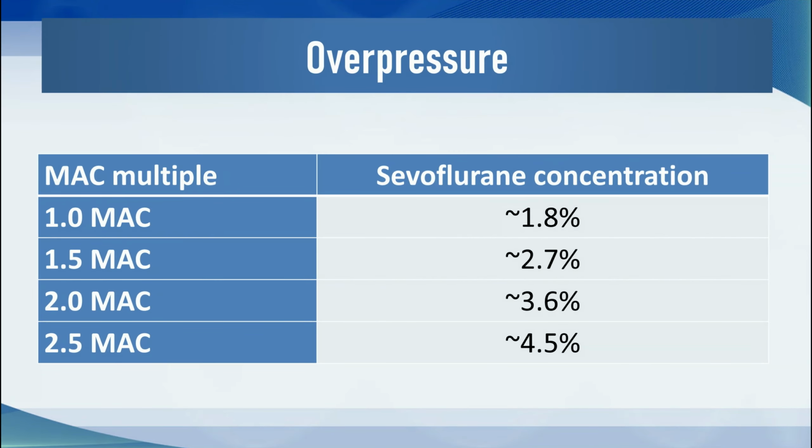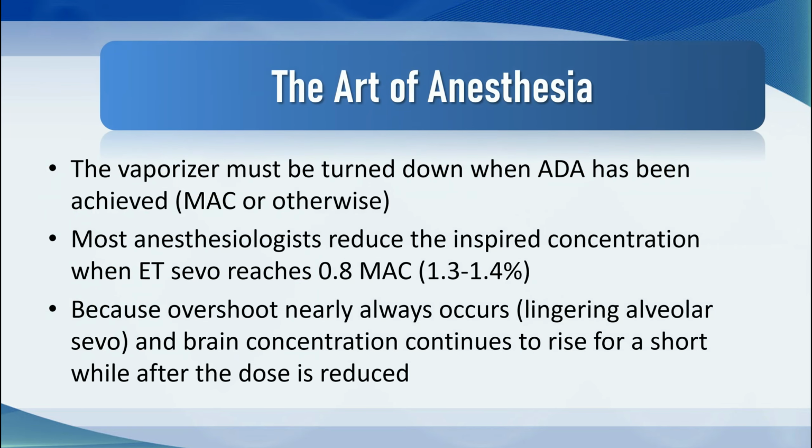So in terms of overpressure, 2 MAC is about 3.4 to 3.6%. Most anesthesiologists set the vaporizer at this level with sevoflurane. For desflurane, it'll be 8 or 9%. Obviously, be careful of the dose of both volatile agent and propofol because they both cause hypotension. And this is where the art of anesthesia comes in.